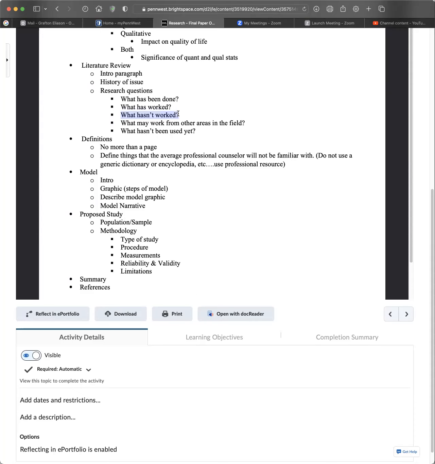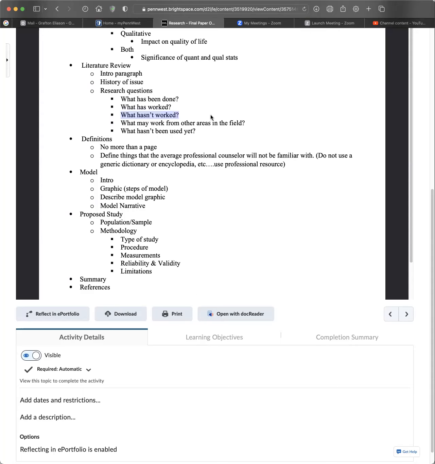But you have to write something, even if it's a couple sentences that you did an extensive literature review and none of the journal articles talked about what did not work. So you've got to have 2 or 3 sentences at least.